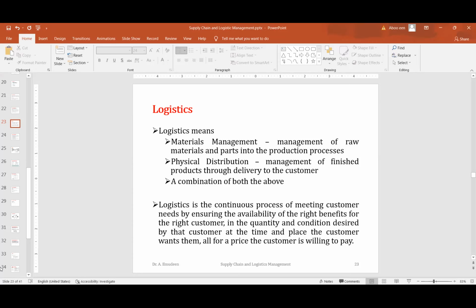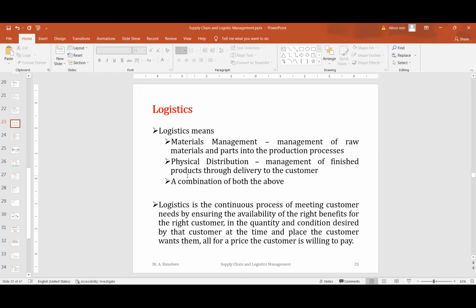But in the organizational context, logistic can be defined as material management. So material management is logistic, such as the management of raw materials and parts into the production process. In the previous supply chain discussion, we looked at organizations sourcing and selecting the right suppliers, purchasing these raw materials, and storing them at the warehouses. And for the production process, they are distributing these raw materials from the warehouse to the production plant. So material management, the management of raw materials and parts into the production process, is called logistic.